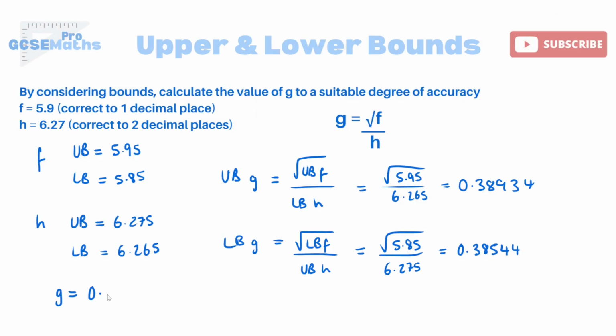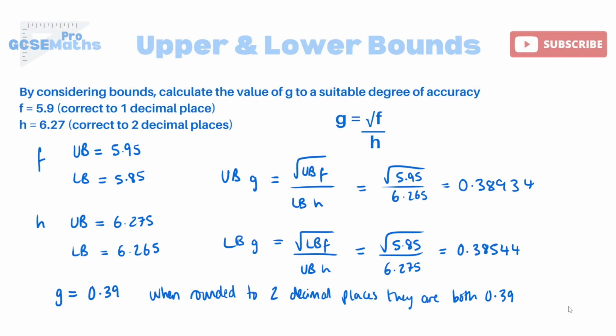g is 0.39, and then normally it asks for a reason, and the reason is because when rounded to 2 decimal places, or you could say 2 significant figures, they are both 0.39. Or some version of that, basically. You don't have to word it exactly the same, but some version of that, because when I rounded them both by the same amount, it gave me the same answer.